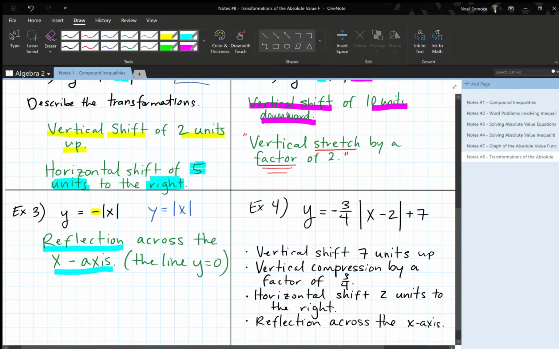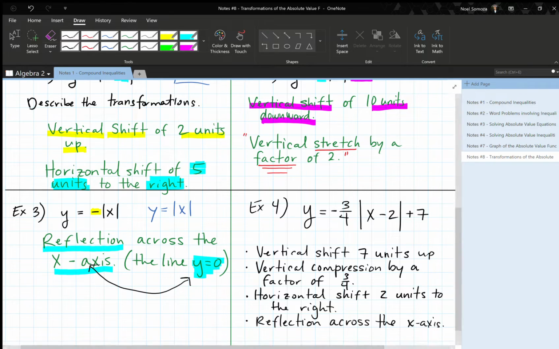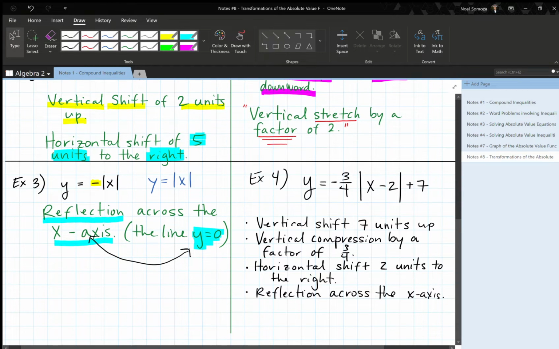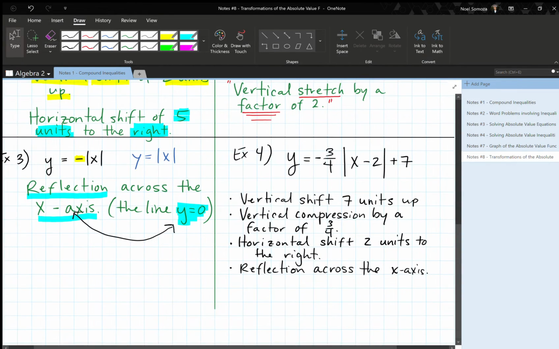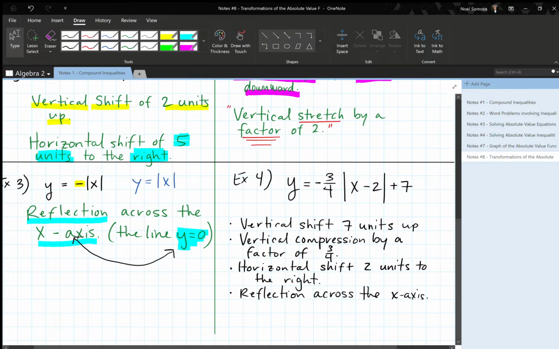Okay, it was a reflection across the x-axis. Another way you could also say is it's a reflection across the line y equals 0. And that's because the line y equals 0 is the same thing as the x-axis. These two guys are the same thing. Okay, so regardless, if you gave it to me one way or the other, I would understand it and I would accept it as correct. Okay, so that was pretty simple. There was only one change. And then the second one, I'm sorry, example number 4.